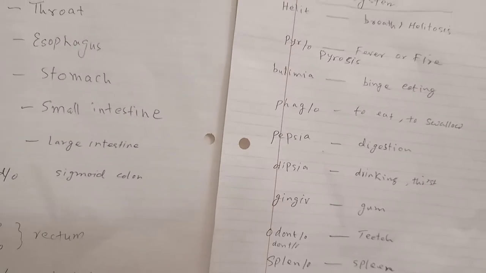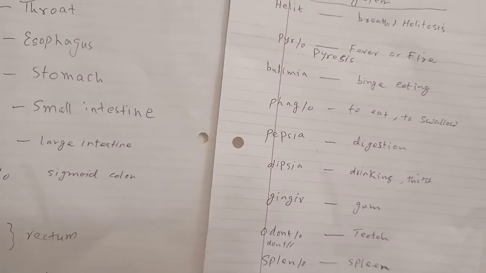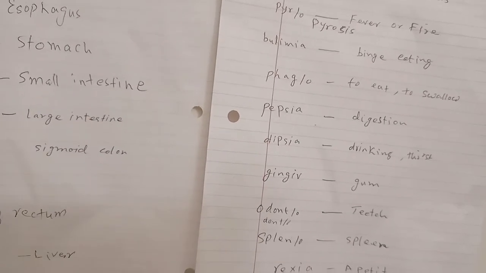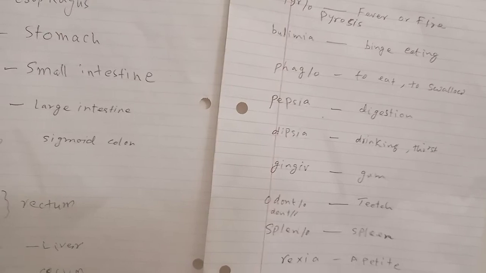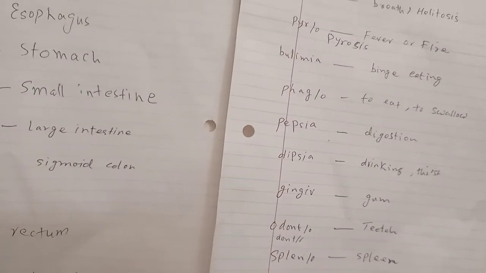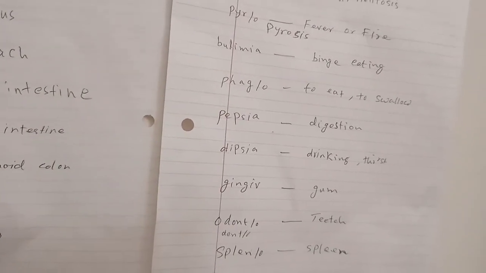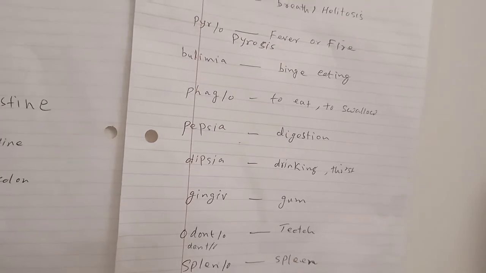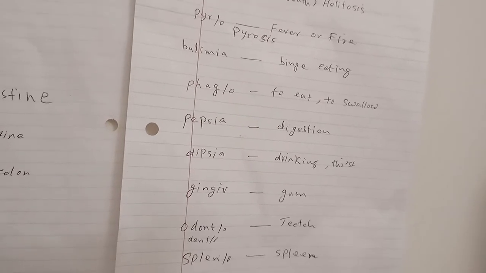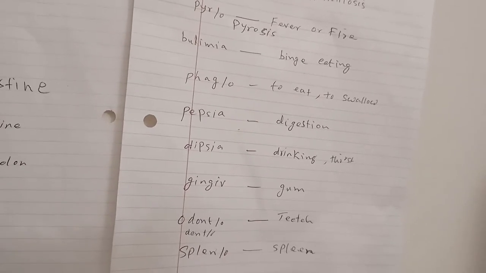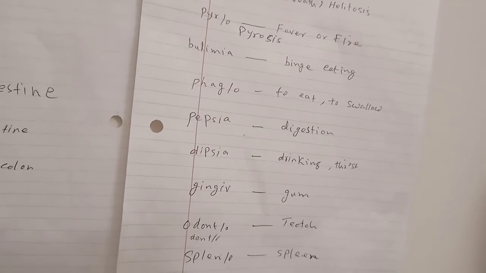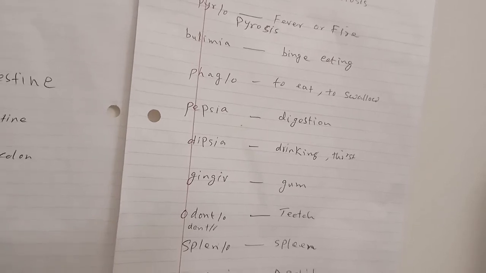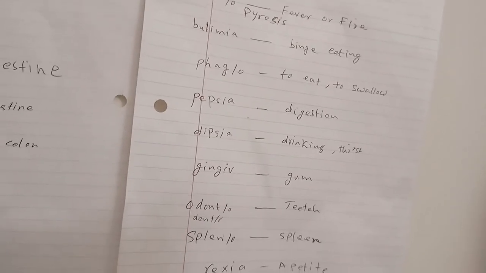Hyperpyrexia. High fever, more than 105. Then is bulimia. This is binge eating. First was anorexia, no eating. This is binge eating. Bulimia. And there is another word here, bulimia nervosa. Binge eating followed by psychological behavior of taking laxatives or purgatives and diuretics.